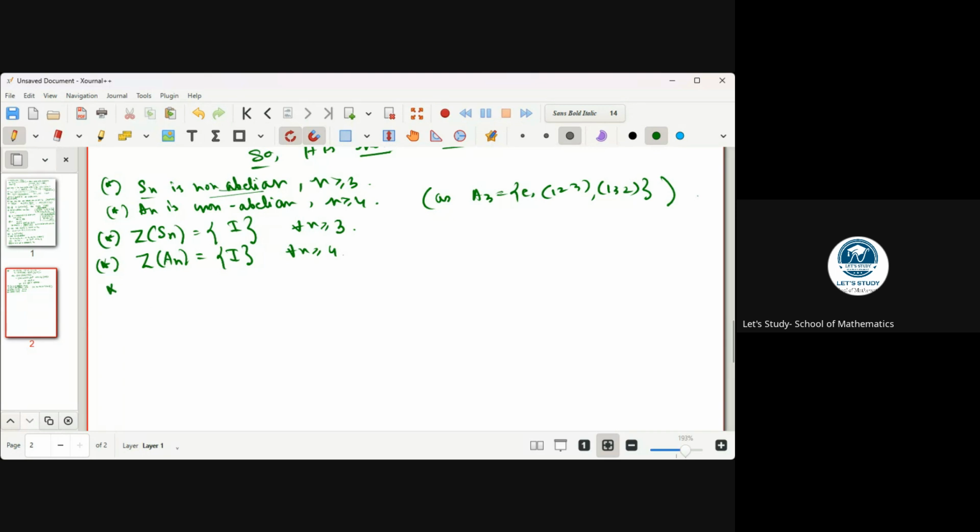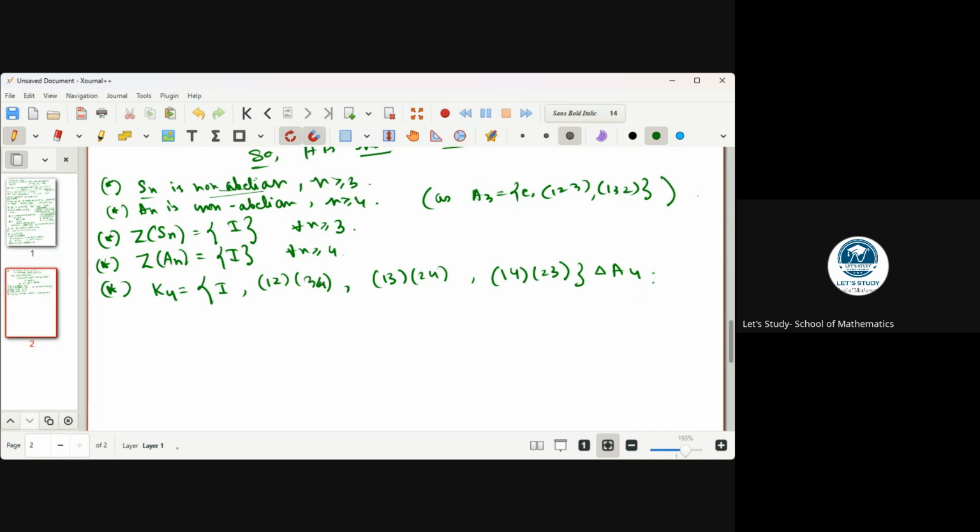And there is one more important group, which is K4. Anyone know this group? This will be identity, (1 2)(3 4), (1 3)(2 4), and (1 4)(2 3). This is similar to some group you all know. Can anyone tell me what this group is?